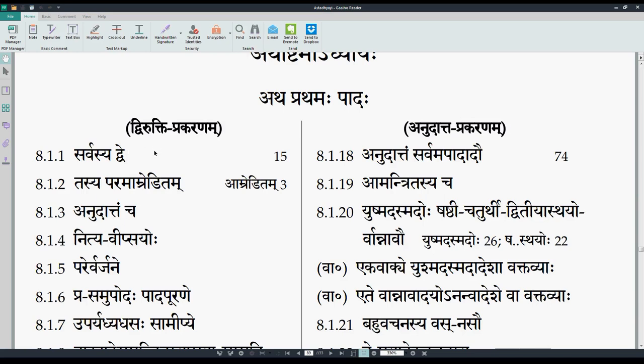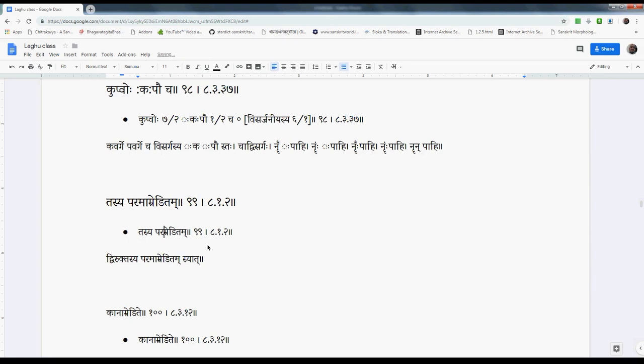Sarvasya dve, when of all the letters there is dvirukti, utterance twice, then tasya param amreditam. Tasya, kasya? Whatever has been made dve, tasya shabdasya. Whatever is uttered twice, after that, tasya param, the later one, the second one, amreditam. Amreditam is a sanya sutra, which gives the amredita sanya to the second one. So dviruktasya, tasya param amreditam syat. Amreditam means amredita sanyakam syat.